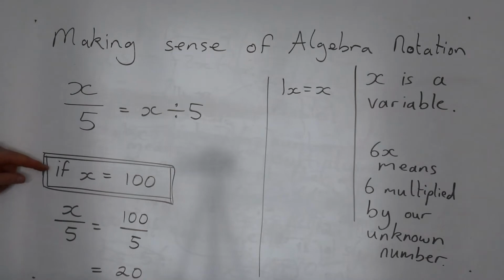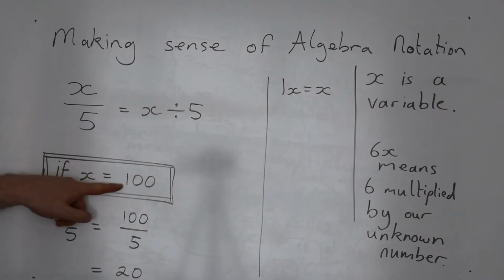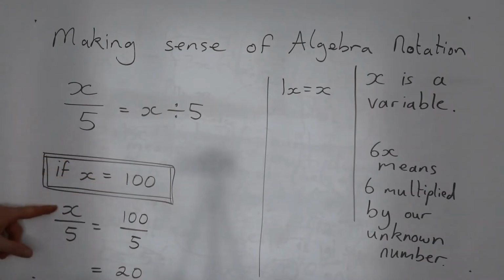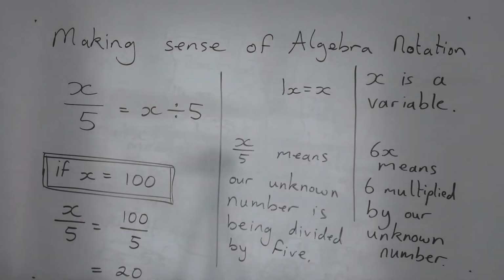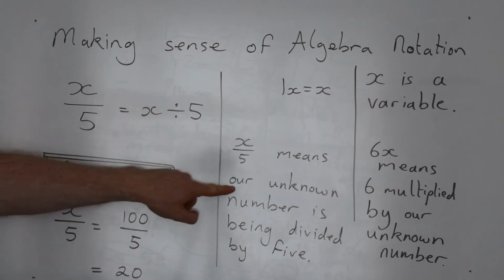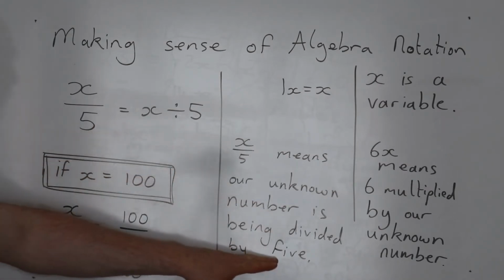So an example, if x is 100, then our x over 5 becomes 100 over 5. 100 over 5 means 100 divided by 5, we're talking 20. So the fraction means division in algebra, just like any other part of maths. Fractions always mean division. X over 5 means our unknown number is being divided by 5.